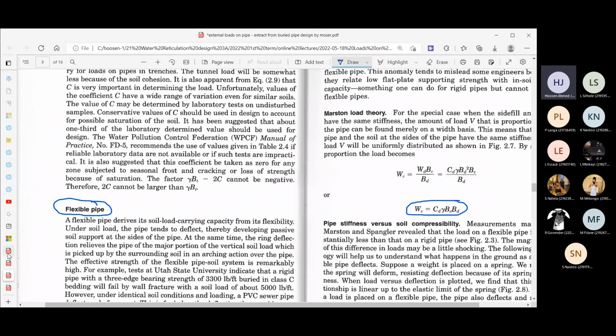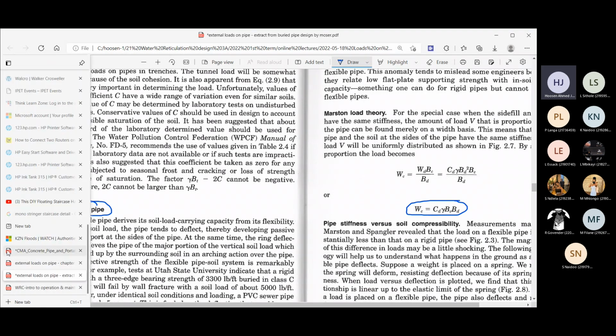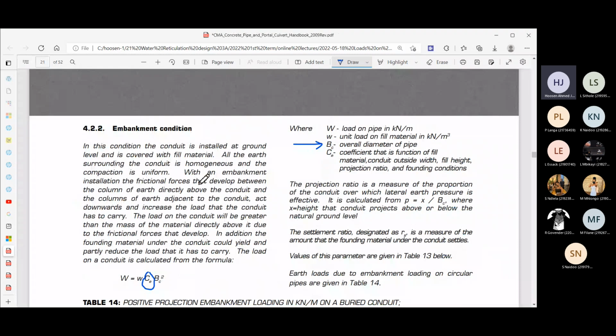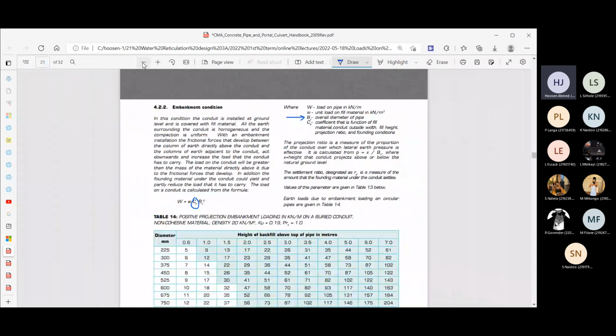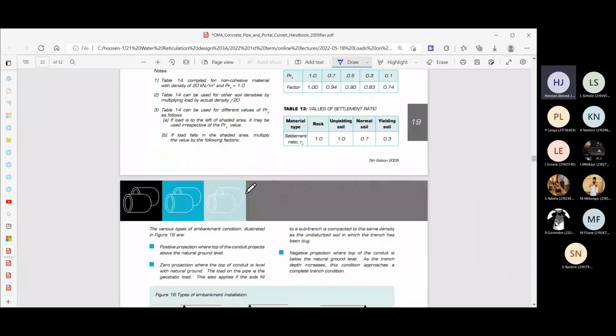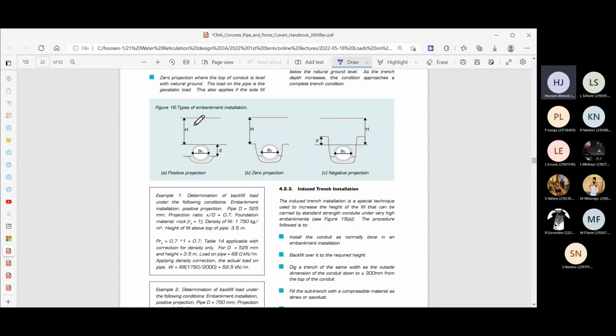Before I get to flexible pipes, I just want to finish off this particular set of notes on the rigid pipe. Right, so we spoke about the embankment condition, and I tried drawing a diagram with regard to the embankment installation, and I spoke about positive projection, where the top of the pipe coincides with ground level like that. That's referred to as a zero projection. Right? So zero projection, and a negative projection is where you have a very wide trench.